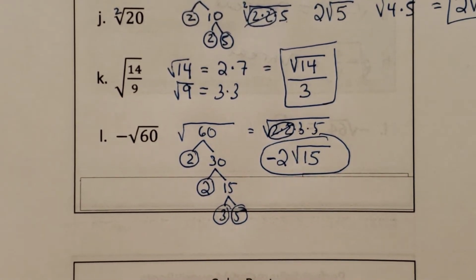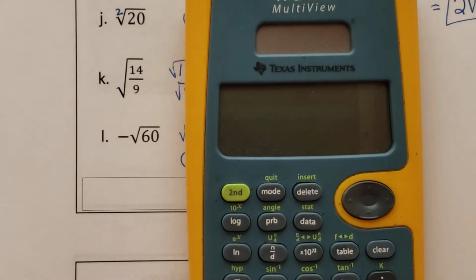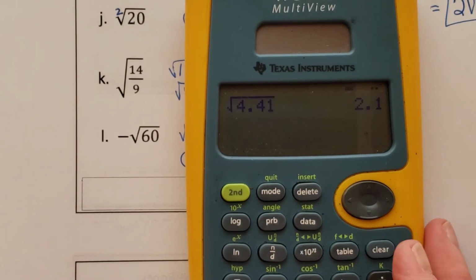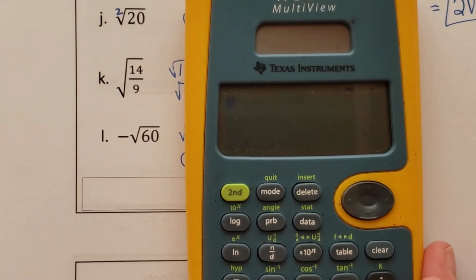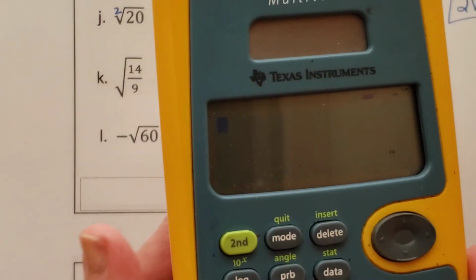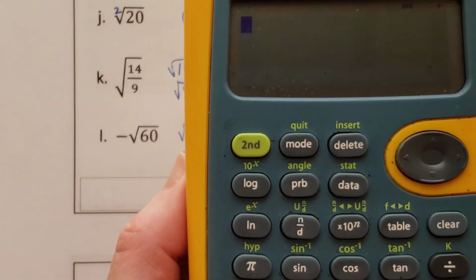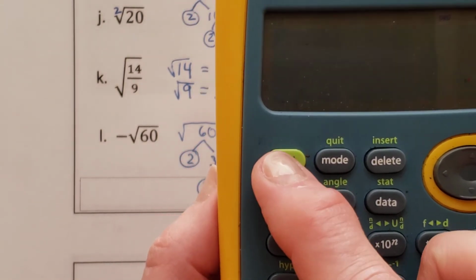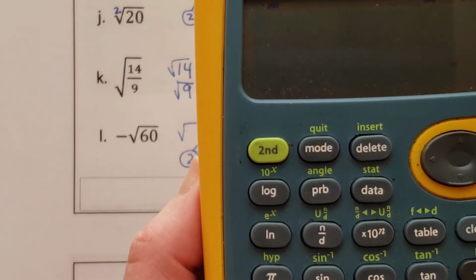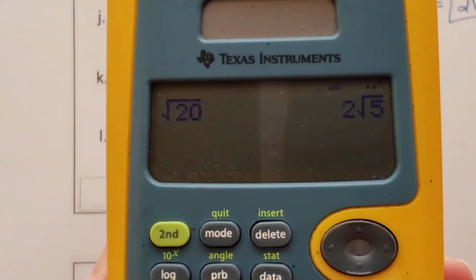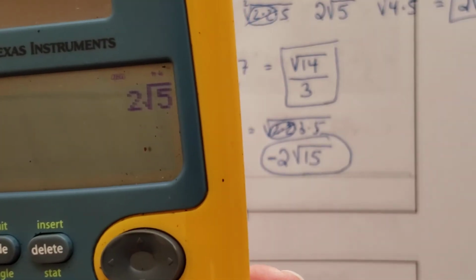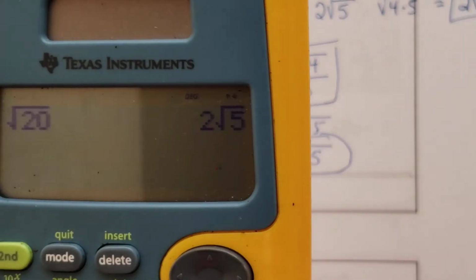Now, it's important that you know how to do all of those. However, if you have this awesome calculator, it does all of that for you. That doesn't mean you don't need to know how to do that, because when you get to cube roots, this calculator won't do that for you. Let's say I want to start with the square root of 20. I'm going to hit my second button, plug in 20, hit enter, and look, that's exactly what happened. I got 2 square roots of 5, which was my answer.